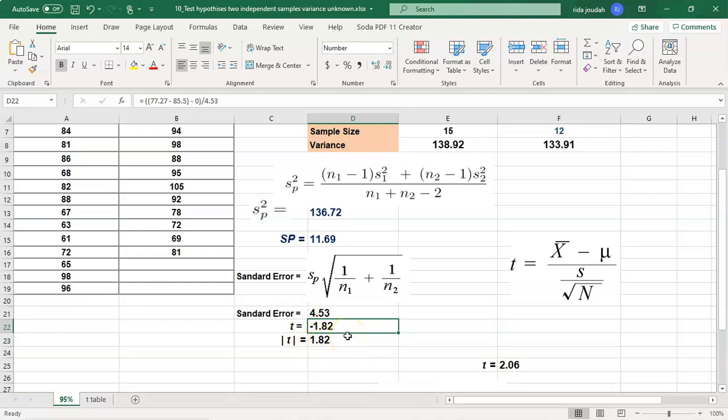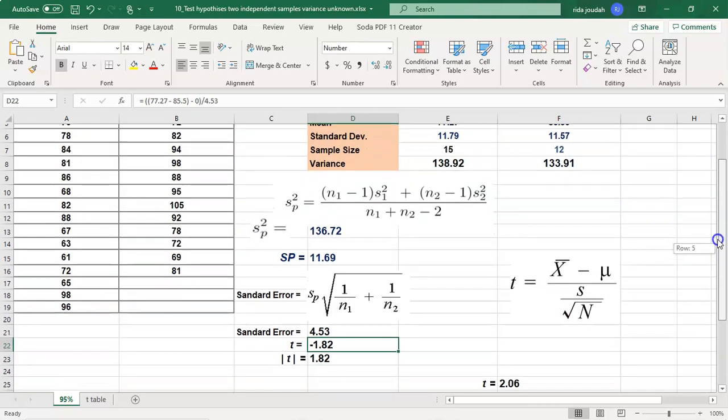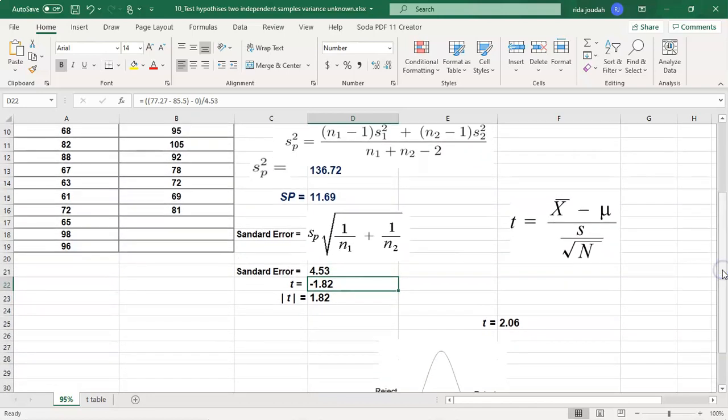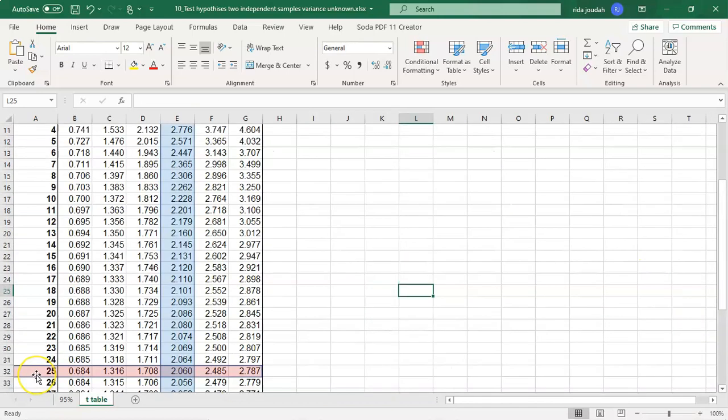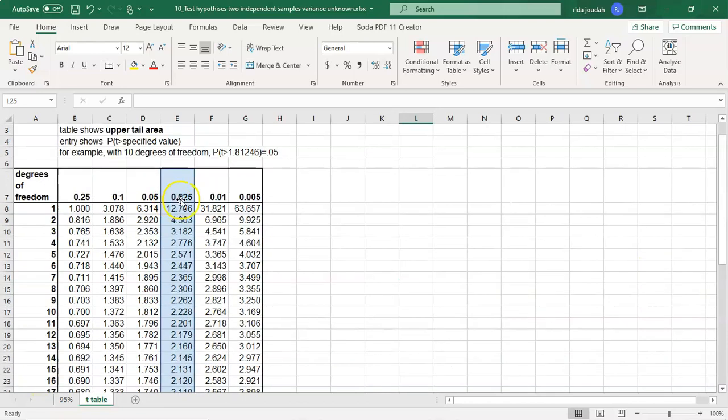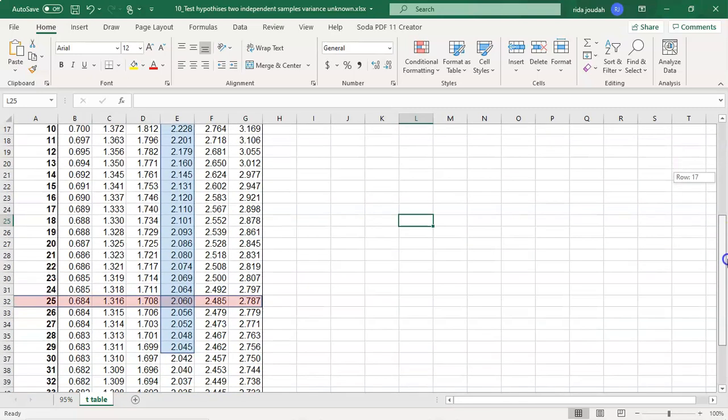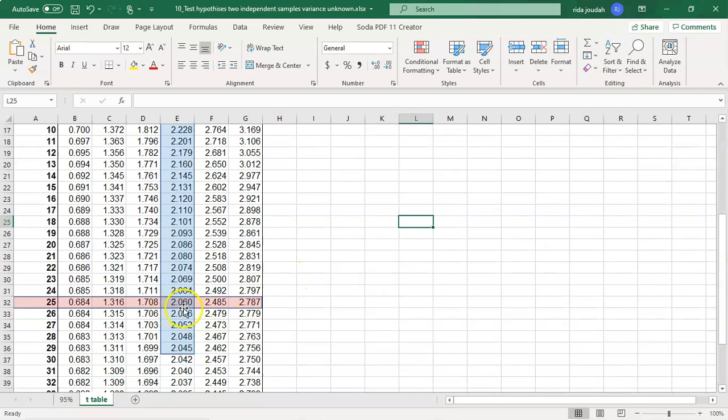This is a two-tailed hypothesis because we have equal, and because we are testing this at 95%, alpha will equal 0.025. So alpha is 0.025 and the degree of freedom is 25. So let's go and find the t value we want. 25 is the degree of freedom, alpha by 2 when the confidence level is 95%. So alpha equals 0.025. Based on that, the value is 2.060.